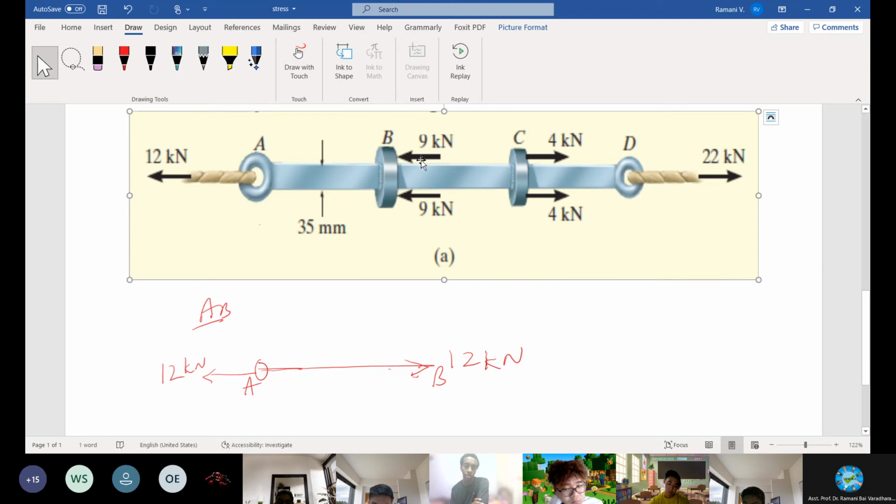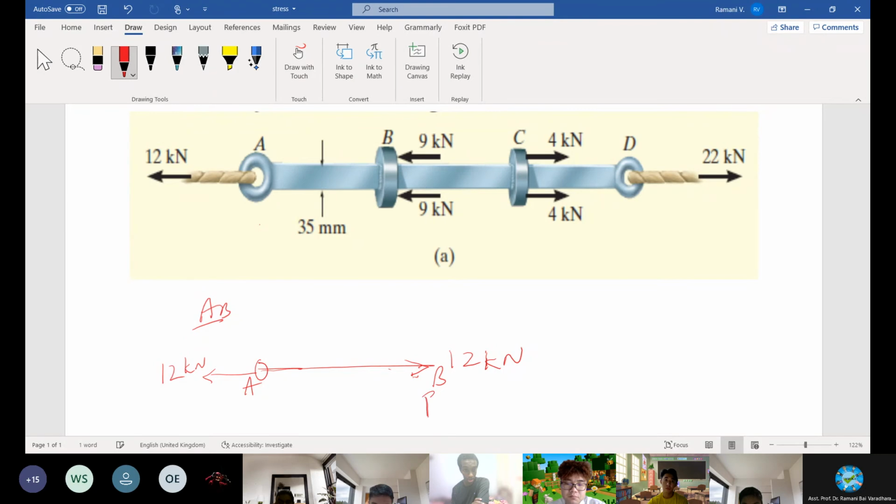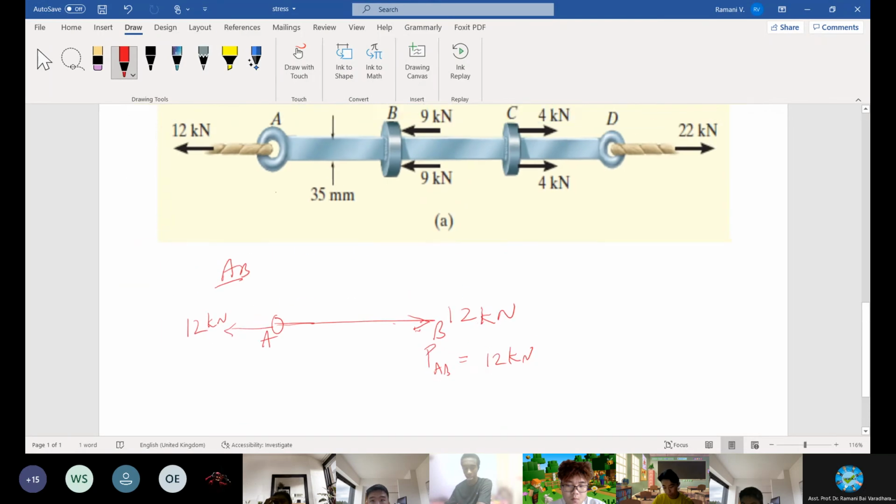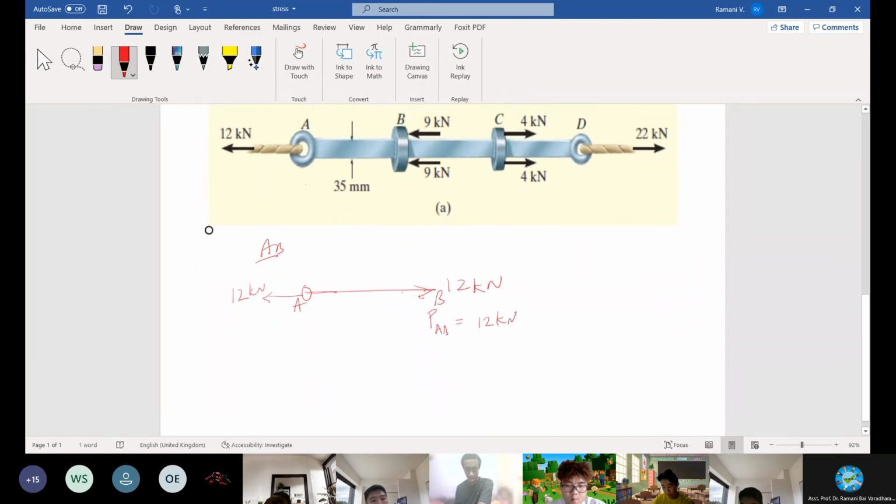When it crosses 9, depending on the arrow direction of the load, it will change. For now, just keep it like this. So the value of PAB, before B, is equal to 12 kilonewton, right? Keep it like that. We are now only analyzing. Later we will find the most vulnerable point. Let's take the next section.